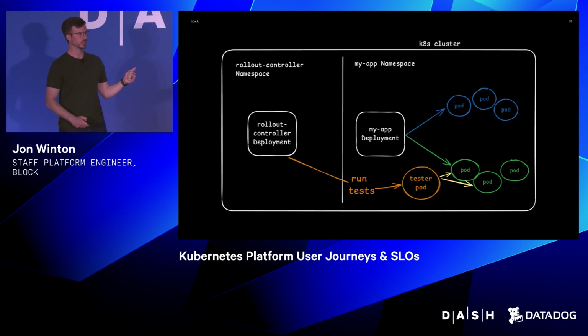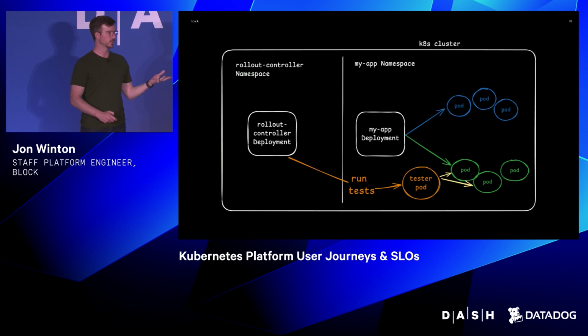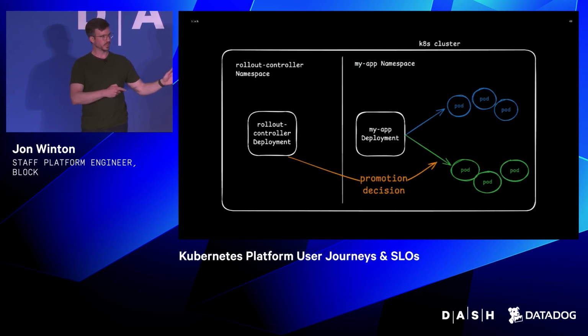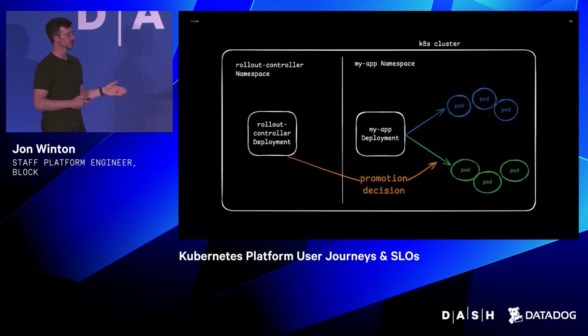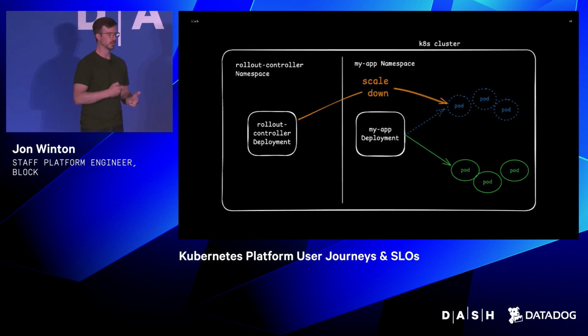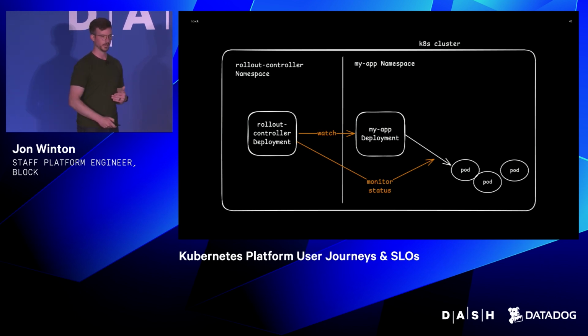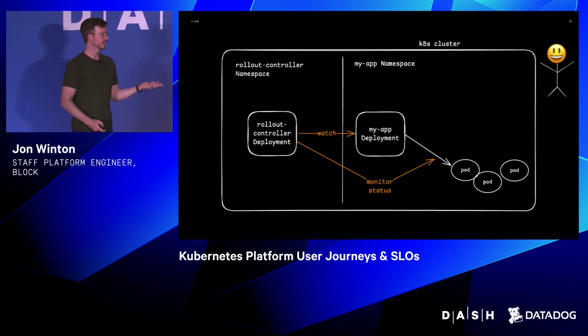And maybe your controller's advanced enough to spin up a job pod to run some tests against those new pods and say, hey, does it all work? I see some people nodding, so yeah, we're used to this. That's all sending signals back to those internal application engineers, and they get to make a promotion decision. It happens. We go forward, the old pods scale down, and then that controller goes back into that watch loop and that monitoring of the existing pods, waiting for the next deploy. And we're happy because, hey, we did it all right.